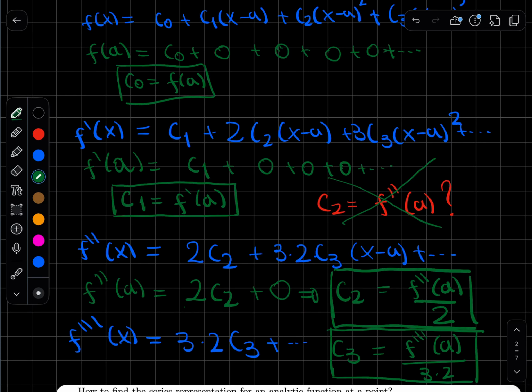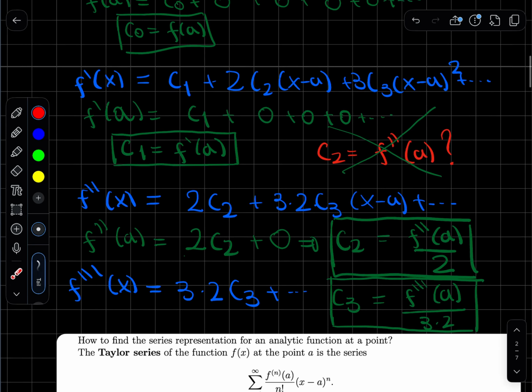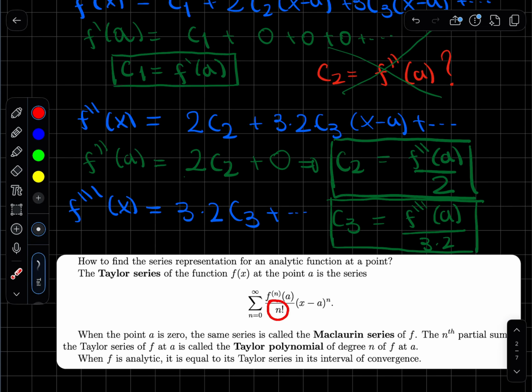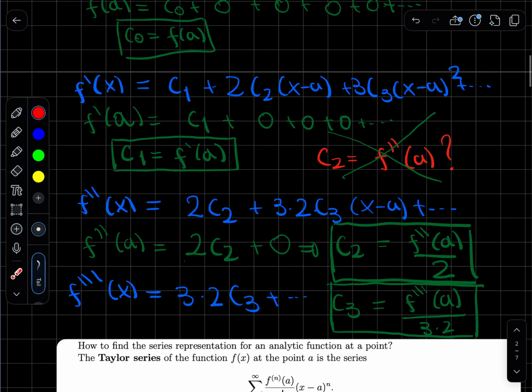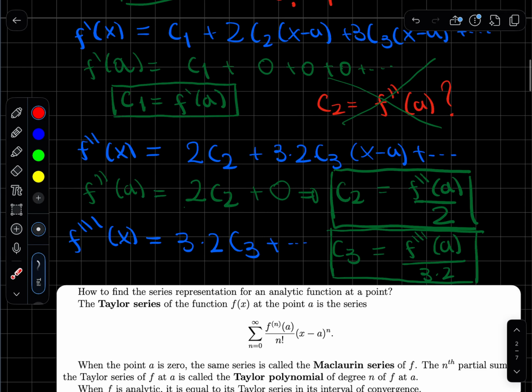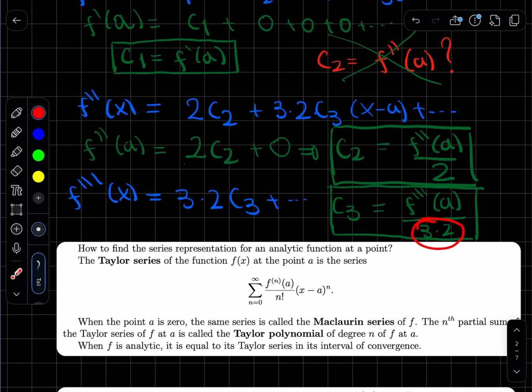And now, if you're not seeing the pattern, what you can see is that whatever is dividing here is the factorial of n. 0 factorial is 1, so dividing by 0 factorial doesn't change anything. Gotta remember this, right? 0 factorial is 1. 1 factorial is 1, so dividing by 1 factorial doesn't change anything. But 2 factorial is 2, so that's why I have this 2 here. And 3 factorial is 3 times 2, so 6. So that's why I have this division here.